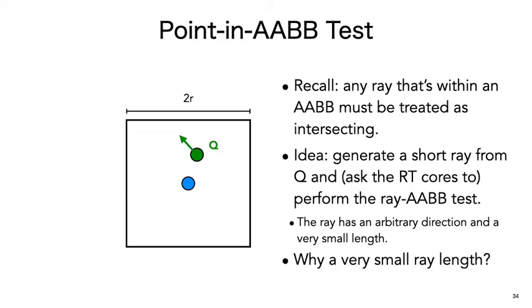And this is also the reason why we have to use a very short, very small ray. Because if we use a long ray, then a query that's outside of the AABB could also be intersecting with the AABB, but the query itself is actually outside of the AABB. So this leads to false positives that we don't want.